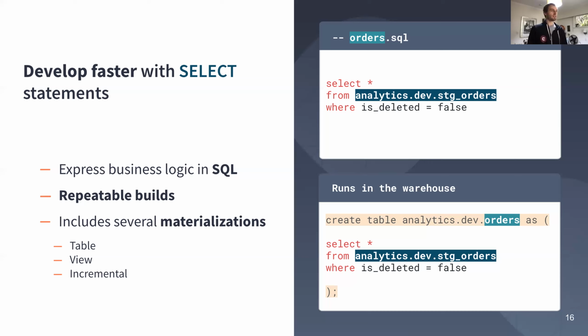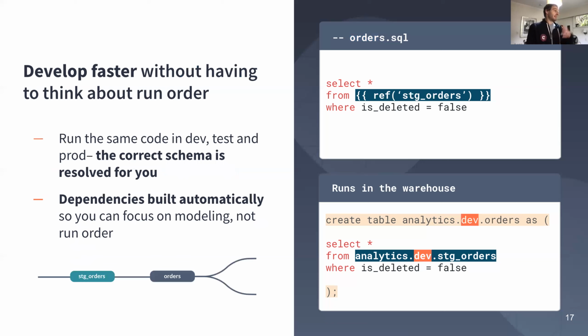So DBT takes responsibility for writing all of your DDL and all your DML, which again means that there are more people who can get involved in this. They don't have to think as hard about how this all comes together, how to make sure that stuff runs and that I don't have dependencies that don't exist yet. So run order and the correct schema are worked out for you.